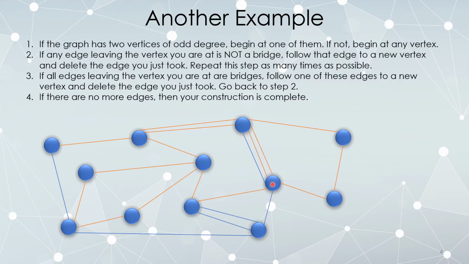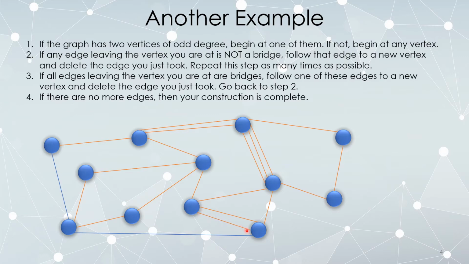I still don't want to use this bridge, so we have to go back. And now this is a bridge, but it's our only choice, so take it. This is now a bridge, but it's our only choice, so take it. Now we're at this vertex, and we have these three edges here. This multi-edge can't be a bridge. This one would be. If I removed this edge, this piece would become disconnected from this one. So do not take this edge, instead take one of these.